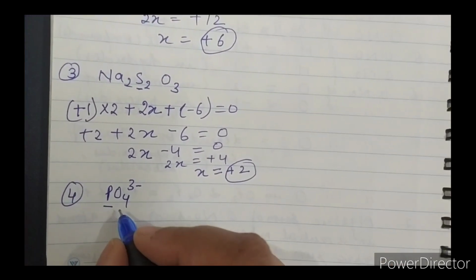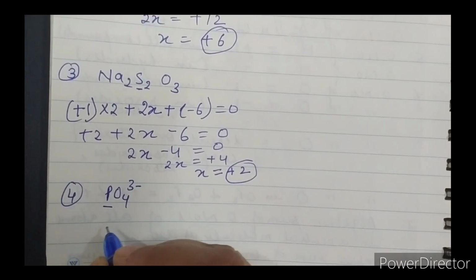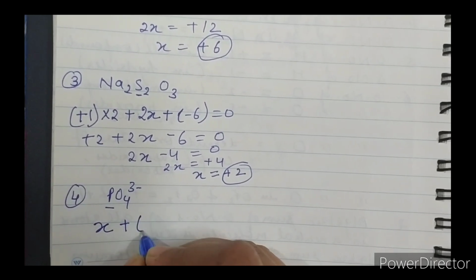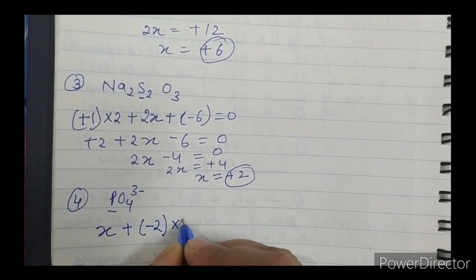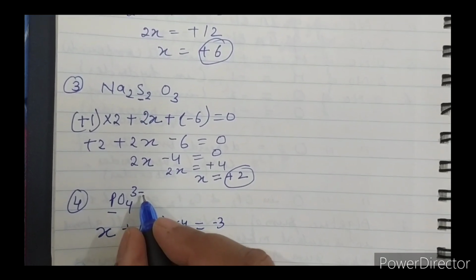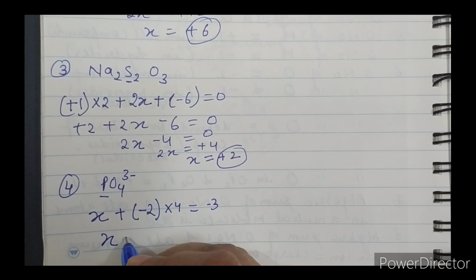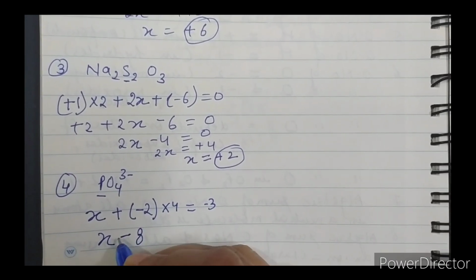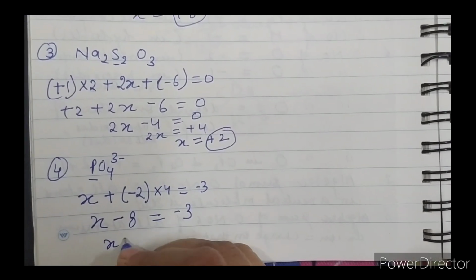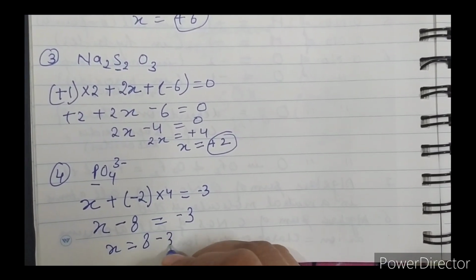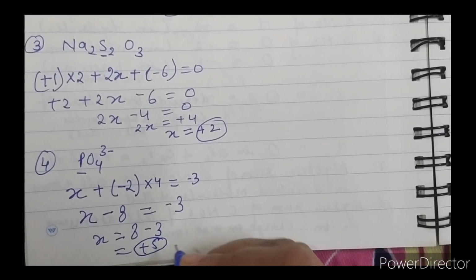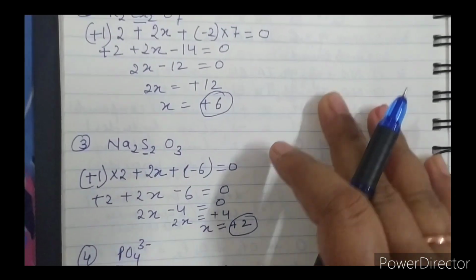Now we'll take an ion in which we have to find the oxidation number of phosphorus. Again we will assume it as X, plus the oxidation number of oxygen, -2 into 4, equal to -3, because the charge on the ion is -3. So we'll solve it. X - 8 = -3. X will be equal to 8 - 3, that is +5. So the phosphorus oxidation number in the phosphate ion is +5.